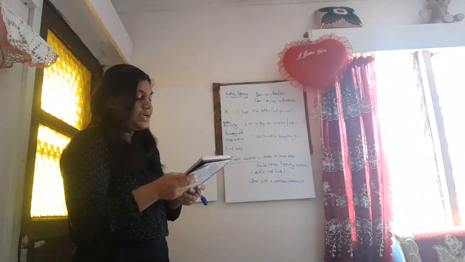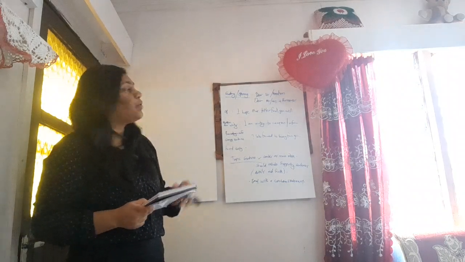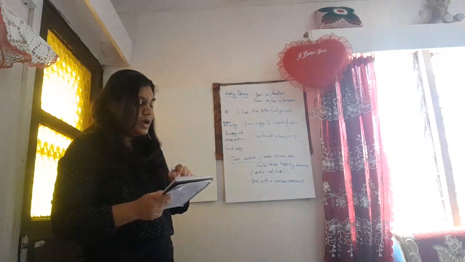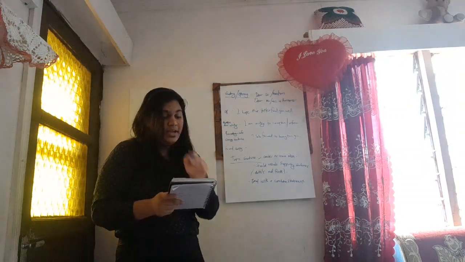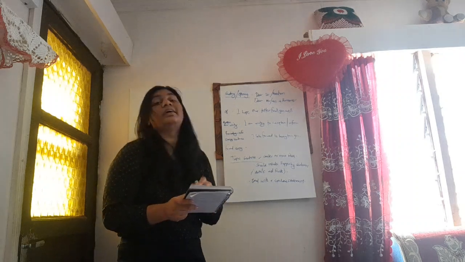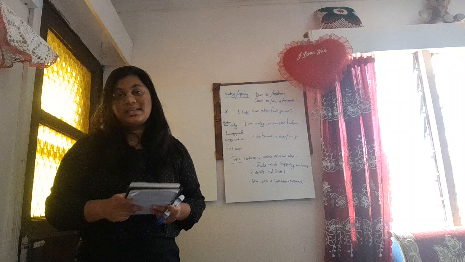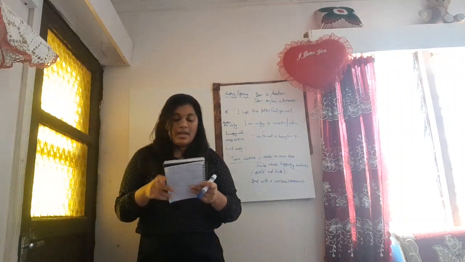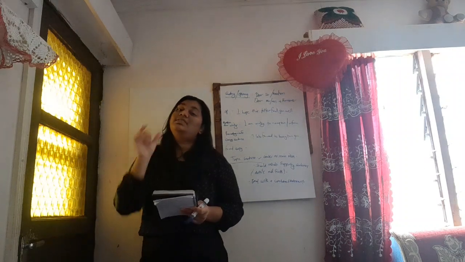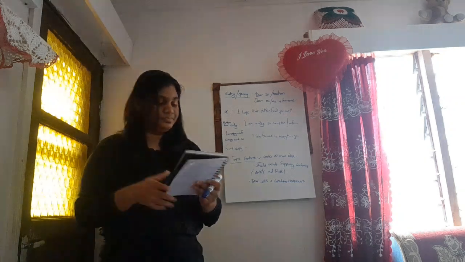Step 6, decide the order and answer the questions. To every question that you make in step 3, to every question that you create, you need to find the answers to them. Then step 7, write a thesis statement. The thesis statement is the aim of the essay. What do you want to achieve at the end?